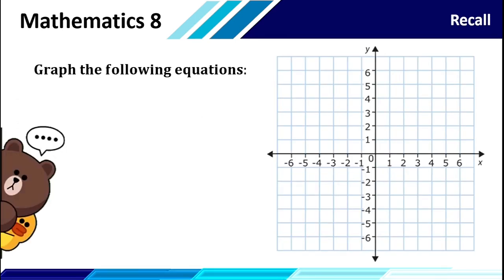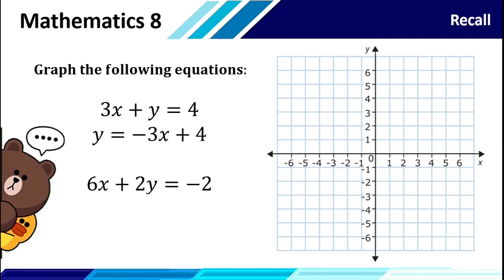Let's graph the following equations. So we have here 3x plus y is equals to 4 and 6x plus 2y is equals to negative 2. Again, we have three ways on how we graph linear equations. In these circumstances, we will be using slope-intercept form. So the first thing that we need to do is to convert our first expression into a slope-intercept. That would be y is equals to negative 3x plus 4. And then we will graph it on our Cartesian plane. So that is the graph of 3x plus y is equals to 4.